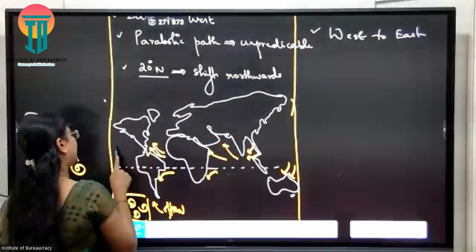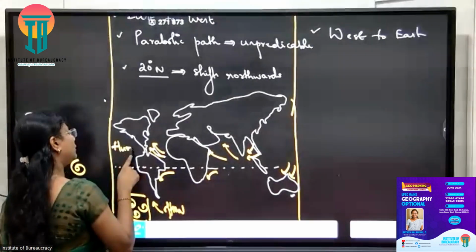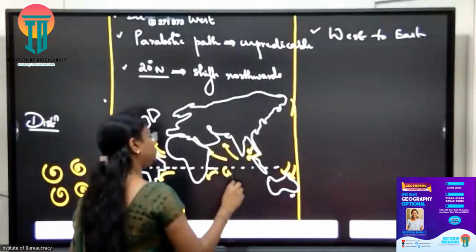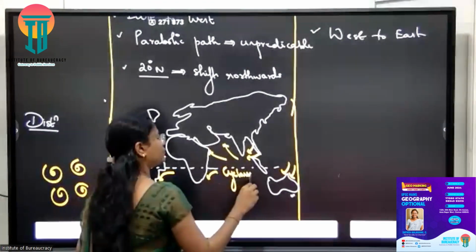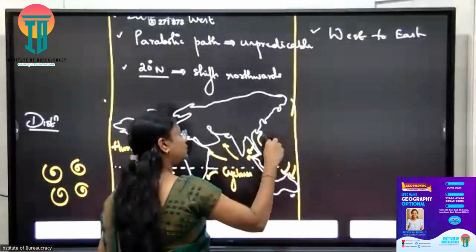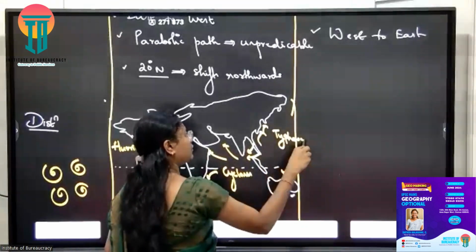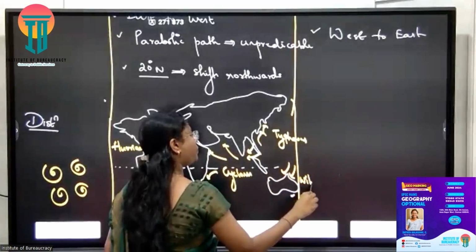In the tropical cyclone pair, this is my hurricanes. And this is my cyclones. These are my typhoons. And these are my willy willy.